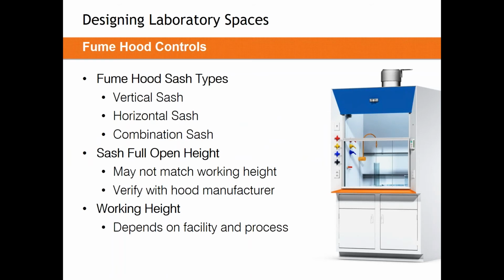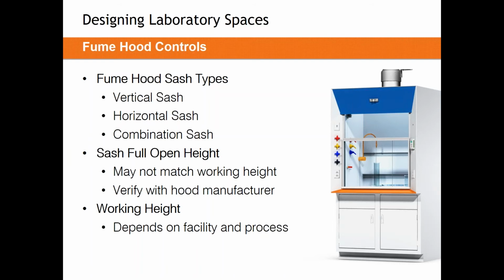Inside that variable volume category, there are 3 types: vertical, horizontal, and combination sashes. In my experience, the vertical sash hood is the most popular. Horizontal exists. You'll see a few in a facility with lots of fume hoods, and combination sashes are slowly becoming more popular. But you will probably see all 3 in your ventures here.